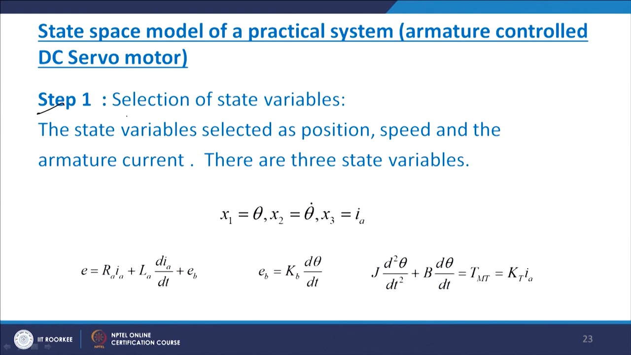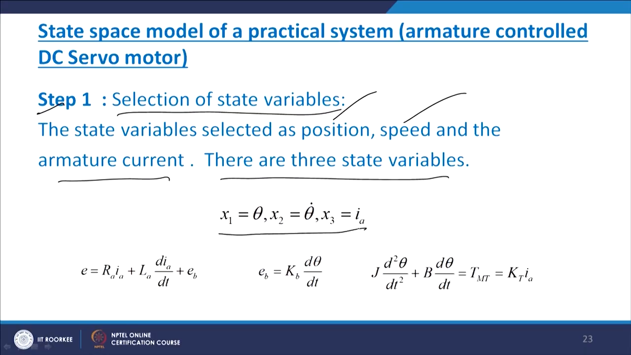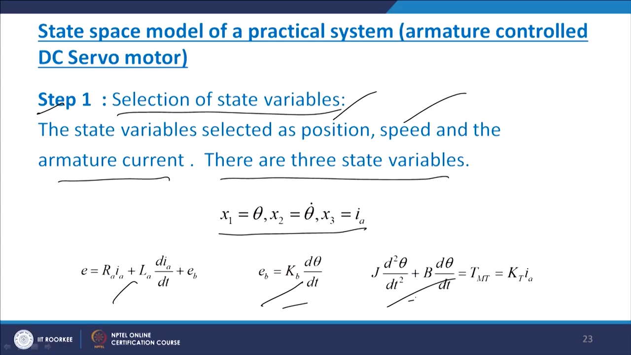First of all, we will consider the state variables. Step 1, selection of state variables. The state variables selected are position, speed and the armature current. There are 3 state variables, because we have expressions in terms of d theta by dt, d square theta by dt square, and the armature current is also very important here. Therefore, we have considered these 3 state variables, and we have already determined the equations for the armature circuit, the back EMF, and the torque equation of a motor with reference to the moment of inertia and the friction. These are 3 equations, and now we have to adjust these variables in these equations.